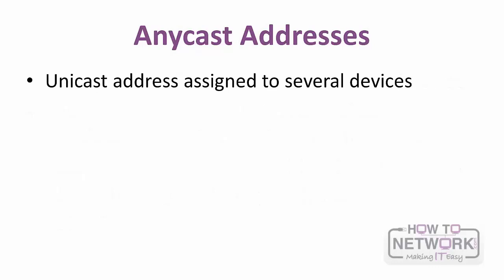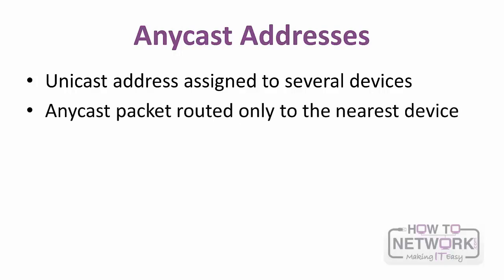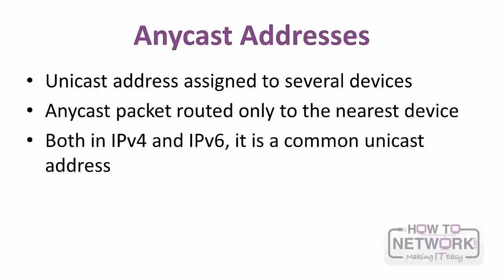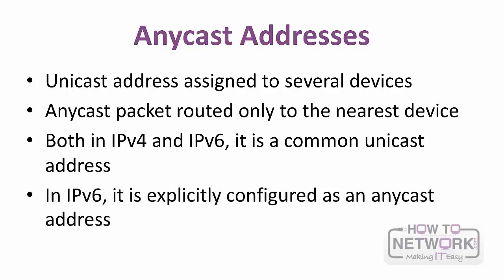An anycast address is a unicast address assigned to several devices. A packet sent to an anycast address is delivered only to one of the devices configured with that address, and it will be routed to the nearest device. There is an anycast address in IPv4, and, like IPv6, it is a common unicast address assigned to multiple devices. But in IPv6, the devices to which the anycast address is assigned are explicitly configured to recognize that it is an anycast address, which is not necessarily the case in IPv4.